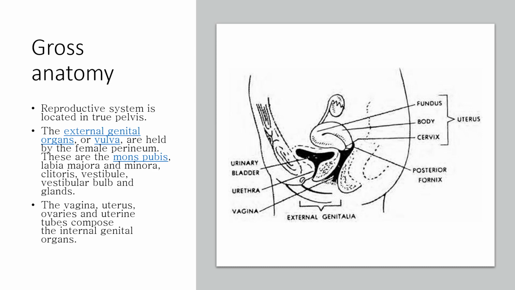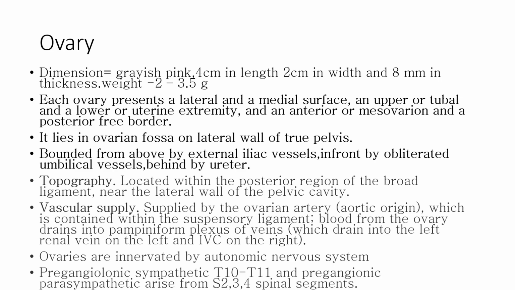Okay. Fine. So ovary. So what is the dimension of the ovary? Ovary is grayish pink. It is 4 centimeter in length, 2 centimeter in width, and 8 millimeter in thickness. Okay. And weight of the ovary varies from female to female, but the average is 2 to 3.5 grams. Okay. So each ovary presents a lateral and a medial surface, an upper or tubal and lower or uterine extremity, and an anterior or mesovarian and posterior free border.